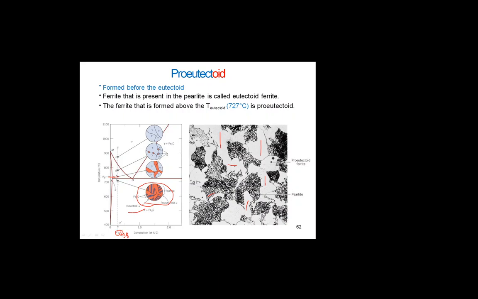So for pearlite, the spacing between the alpha and the Fe3C. So where is the alpha? Alpha is here and Fe3C. The spacing between the alpha and the Fe3C layer varies from grain to grain. It doesn't mean it will be the same everywhere, but it will vary from grain to grain.